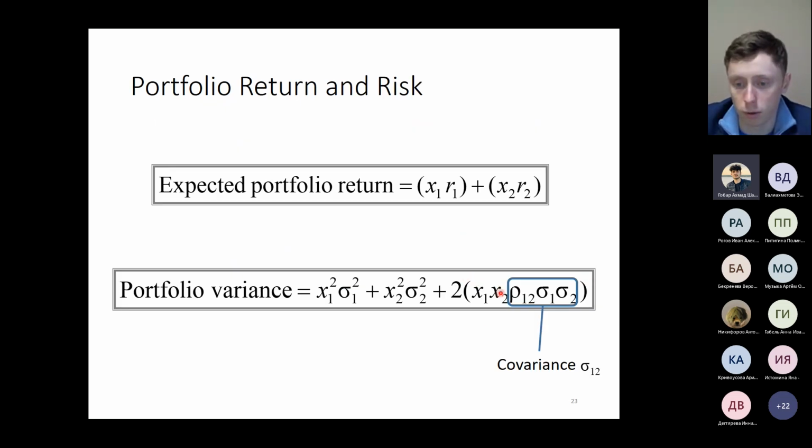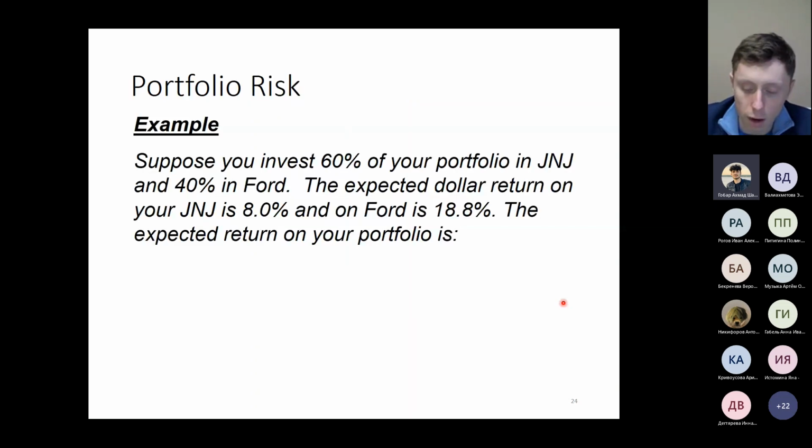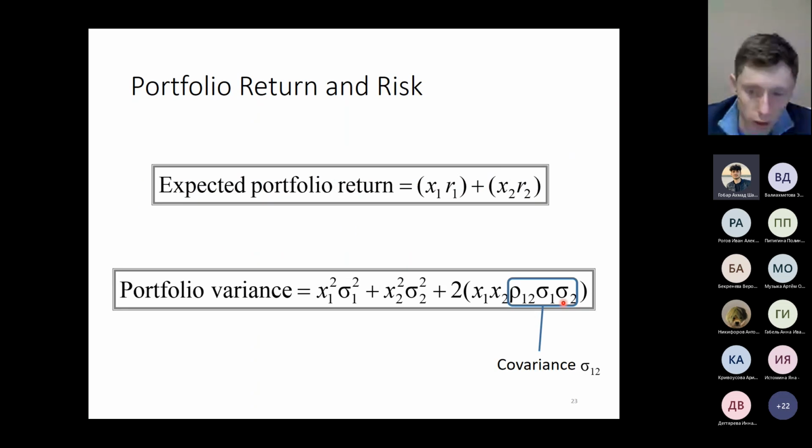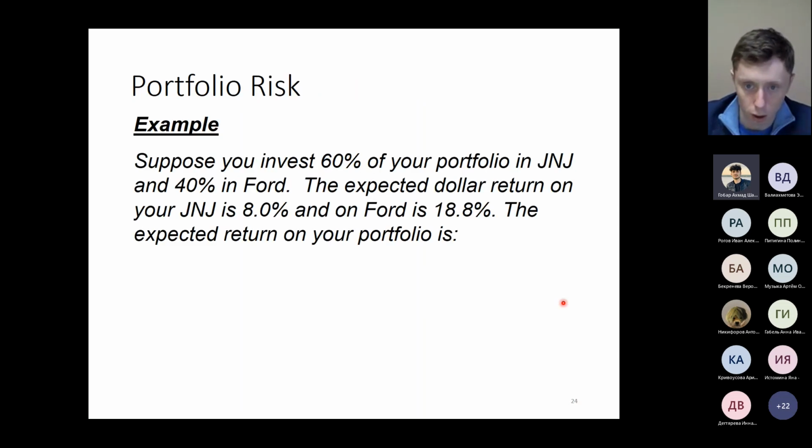Multiplied on this part, the fractions of each asset, multiplied on their covariance, or in other words, correlation coefficient on the standard deviations. This is the formula that we use in order to estimate the variance of the portfolio. And there are multiple conclusions that we derive out of it. Namely, this is how we would estimate the effect of diversification. We will use this formula in order to do this.